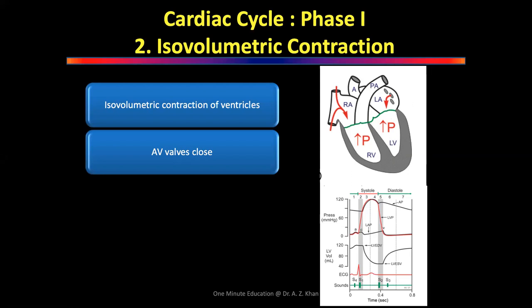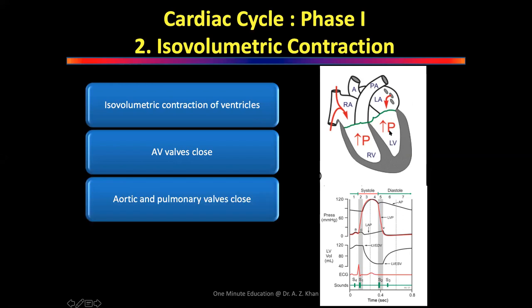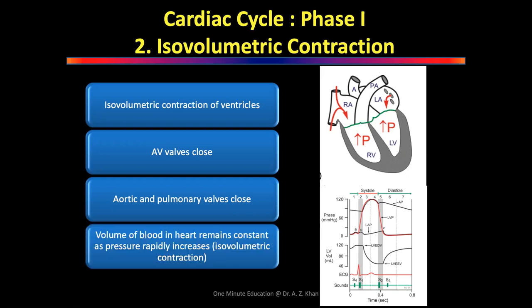The atrioventricular valves, which are the mitral and the tricuspid, are closed. The aortic and the pulmonary valves continue to be closed from the previous cycle. The volume remains the same, and then the contraction happens and the pressure rises.